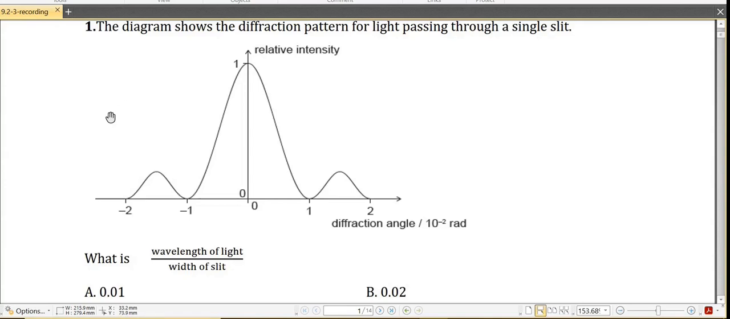Good afternoon. Today we are going to look at a few questions from unit 9, chapters 2 and 3. That is single slit diffraction and interference.